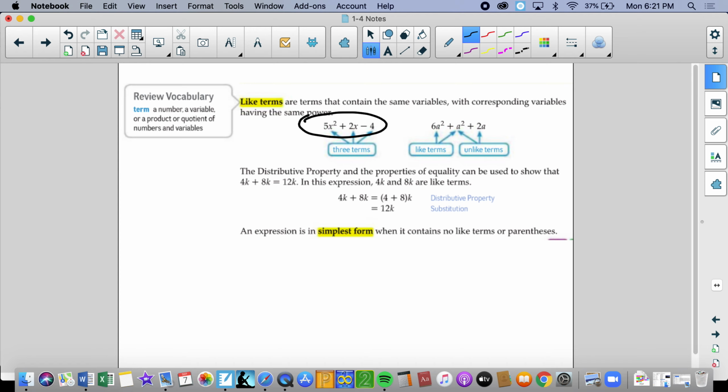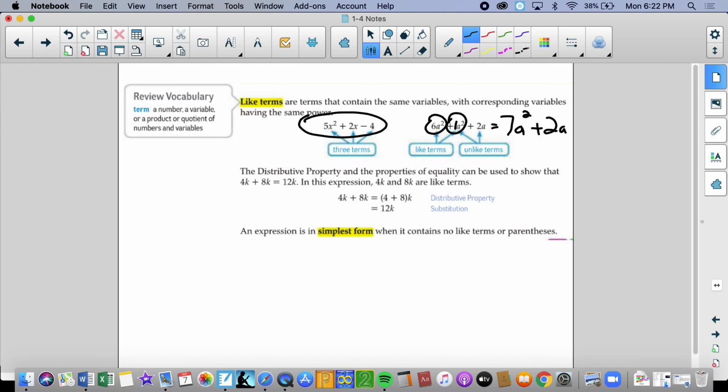In the second example, notice we have a to the second and a to the second. So those are like terms, so we can combine their coefficients. This is a 6, that's a 1, so 6 plus 1 gives me 7a to the second plus 2a, and that would be my answer. We can't add the 7 and the 2 because they're not like terms. A to the second and a make them unlike terms.